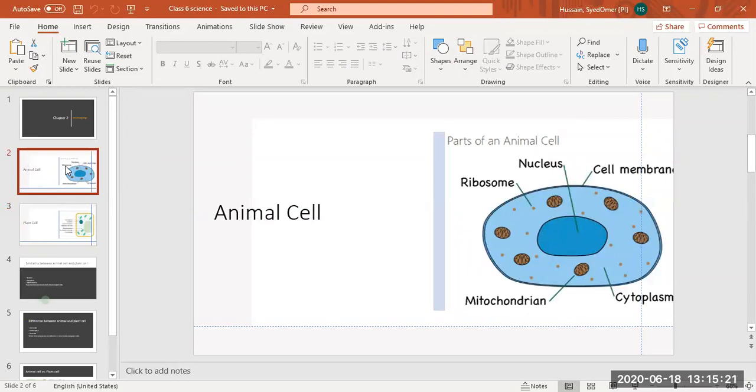A cell membrane protects the cell from any kind of damage from the outside environment. Okay, so it is also present in both an animal cell and a plant cell.